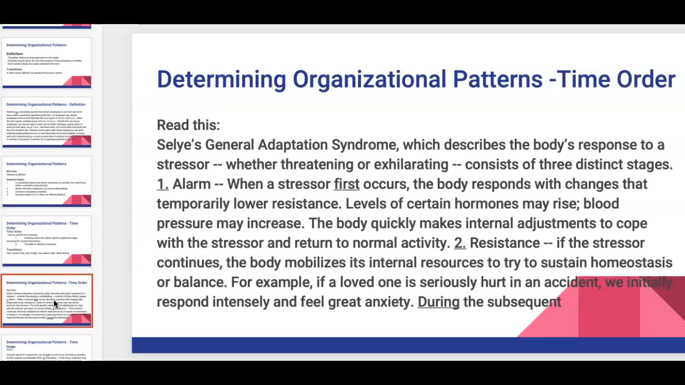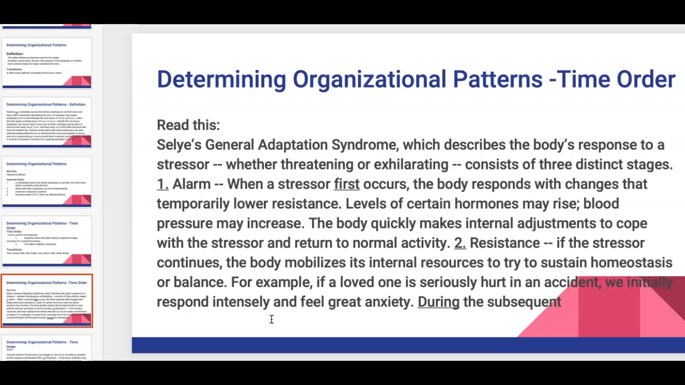Seeley's general adaptation syndrome, which describes the body's responses to a stressor, whether threatening or exhilarating, consists of 3 distinct stages. Okay, these happen in order. First this occurs, then. So the first one is alarm. When a stressor first occurs, the body responds with changes that temporarily lower resistance. Levels of certain hormones may rise, blood pressure may increase. The body quickly makes internal adjustments to cope with the stressor and return to normal activity.